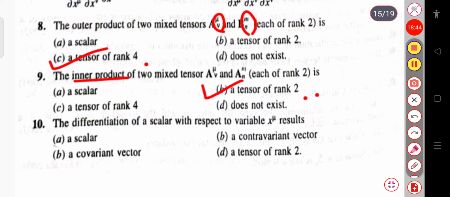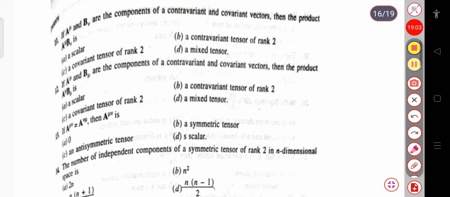Okay. Now the next question. The differentiation of a scalar with respect to the variable x mu results in a scalar or a covariant vector or a contravariant vector or a tensor of rank 2. So here it is a covariant vector. Okay, it is a covariant vector. The next question is: if A mu and B mu are the components of a contravariant and a covariant vector, then the product A mu B mu is a scalar or a contravariant tensor of rank 2 or a covariant tensor of rank 2 or a mixed tensor. So from this you can see this is your mixed tensor. So this is our correct answer.